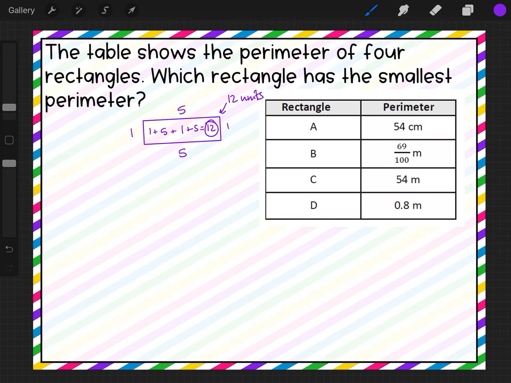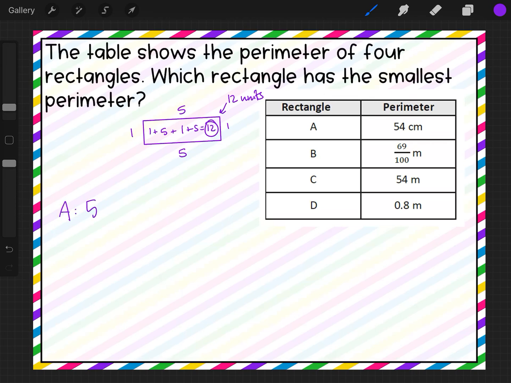Now I'm going to look at my table. Now it says rectangle A, B, C, and D, and it has different perimeters. But if you notice, they're kind of in different units. So I'm going to write down each unit in fraction form, I think of meters. I think we're going to do that.